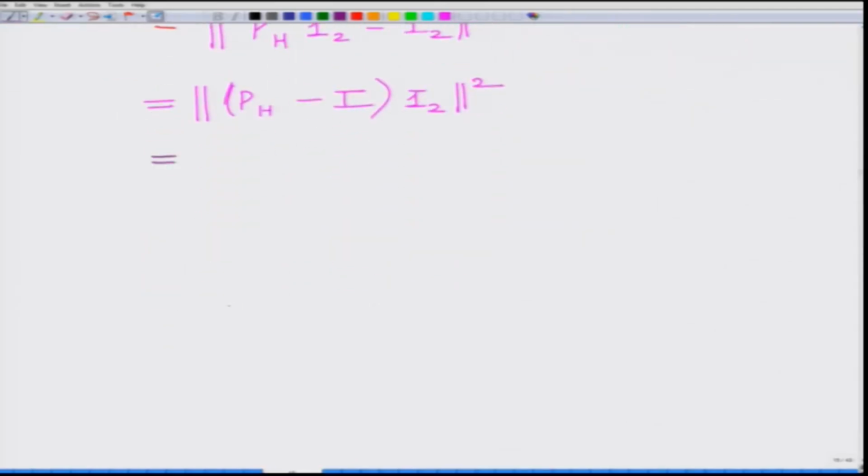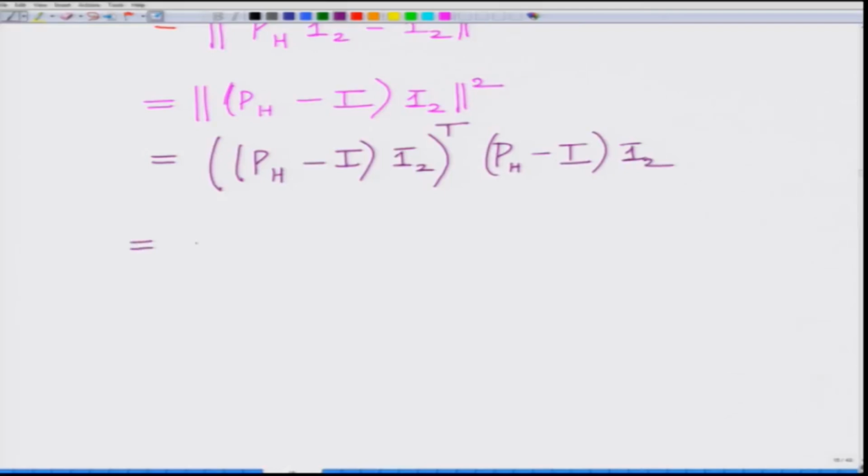which can be further simplified as basically norm V bar square is V bar transpose V bar. So this is PH minus identity times 1 bar 2 transpose into the vector itself, that is PH minus identity into 1 bar 2, which is basically 1 bar 2 vector transpose times PH minus identity transpose PH minus identity into this vector 1 bar 2.